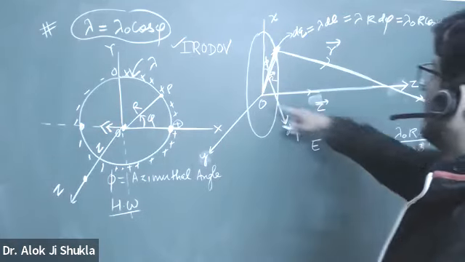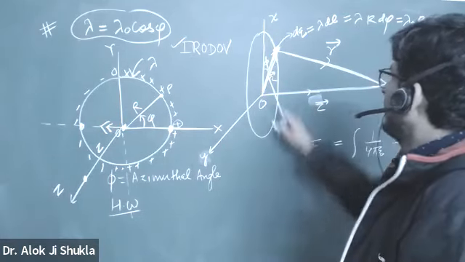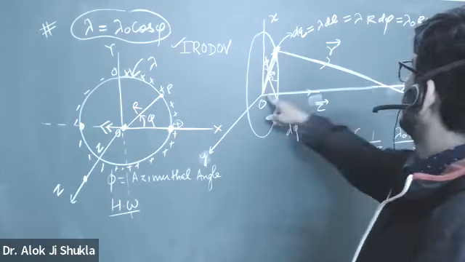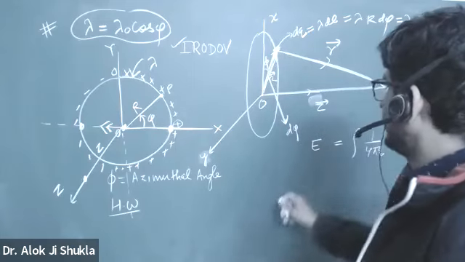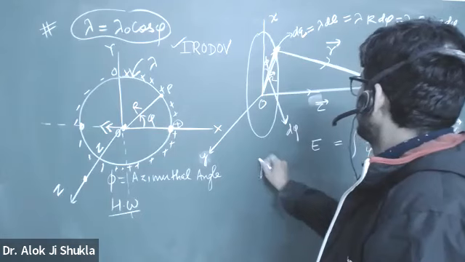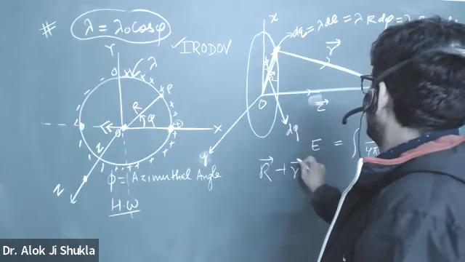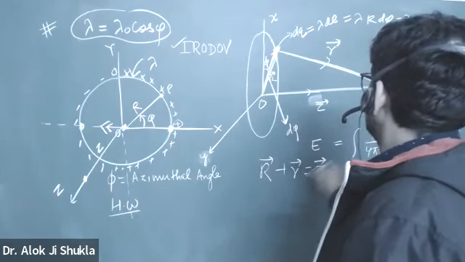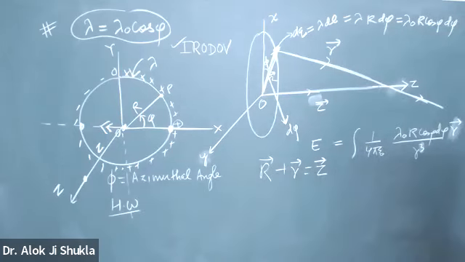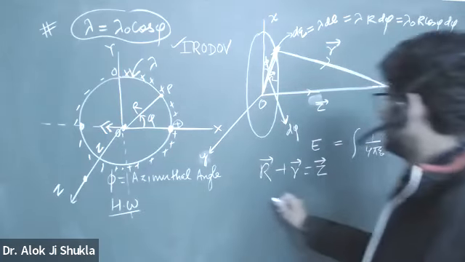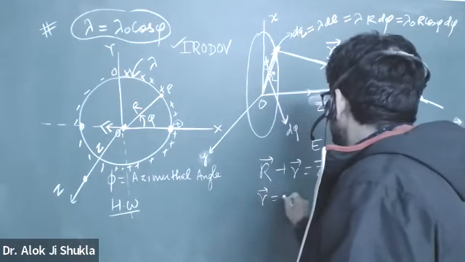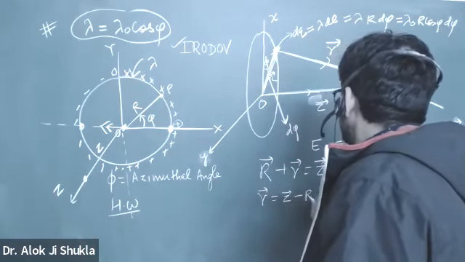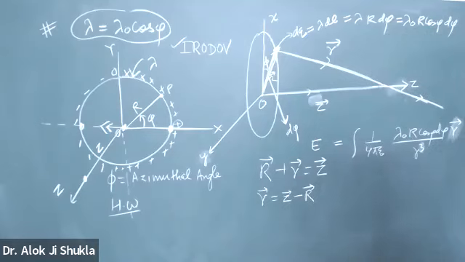So for that, apply triangle law here. Triangle law is tail to head is equal to tail to head. So understand triangle law in this triangle. r plus R is equal to Z. So what is R? Z minus r, correct? Bolo bhai. Yes, sir.